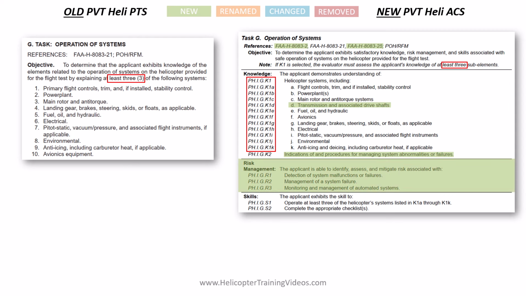The risk management section is going to cover detection of malfunctions, management of those failures, and monitoring and management of automated systems. Under the skills section, it asks you to operate at least 3 of the helicopter systems listed. Well, that's going to happen every time you start a helicopter and try to pick it up, because you're going to run through engine or power plant, transmission, fuel, oil, main, tail rotor, flight controls, etc. So that's going to happen without even thinking. And like we said, the PTS special emphasis area of checklist usage has now been spread throughout the ACS tasks. So you're going to see a lot of these: complete the appropriate checklist elements.